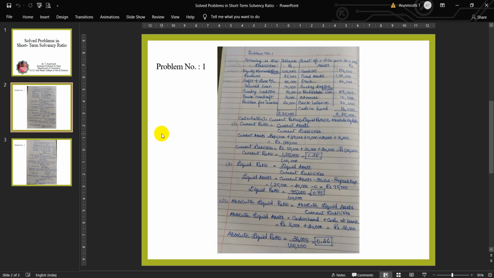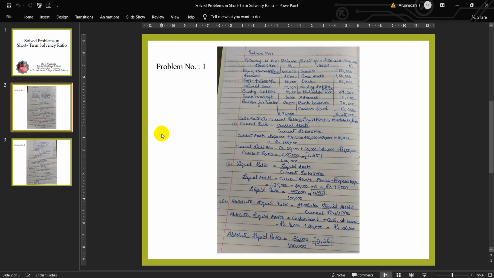Now we will see the next formula, the liquid ratio. The ratio is also called the quick or acid test ratio. It is calculated by comparing the quick assets with current liabilities. Quick or liquid assets refers to the assets which are quickly convertible into cash. Current assets other than stock and prepaid expenses are considered as quick assets. The ideal ratio, or the generally accepted norm for liquid ratio, is 1. Comparison of the quick ratio with current ratio indicates the inventory holdups.